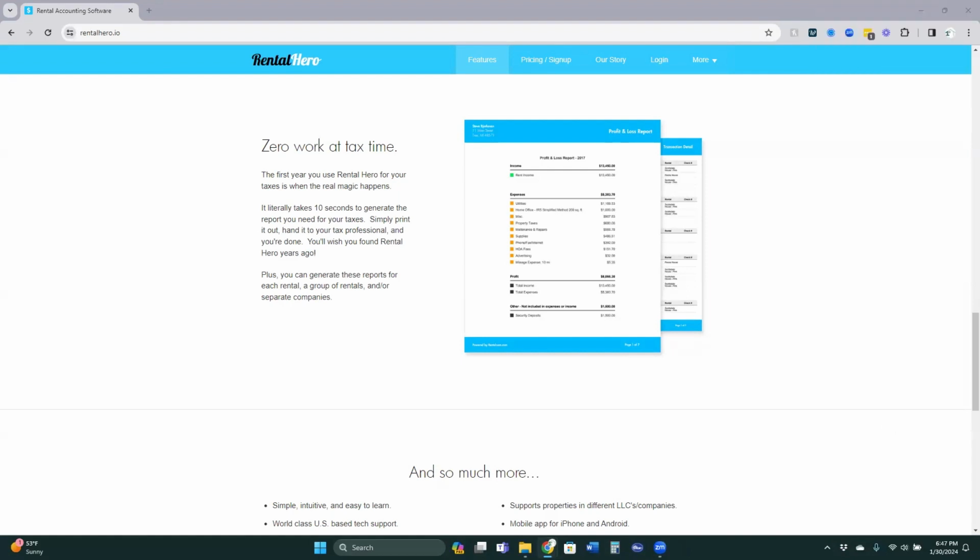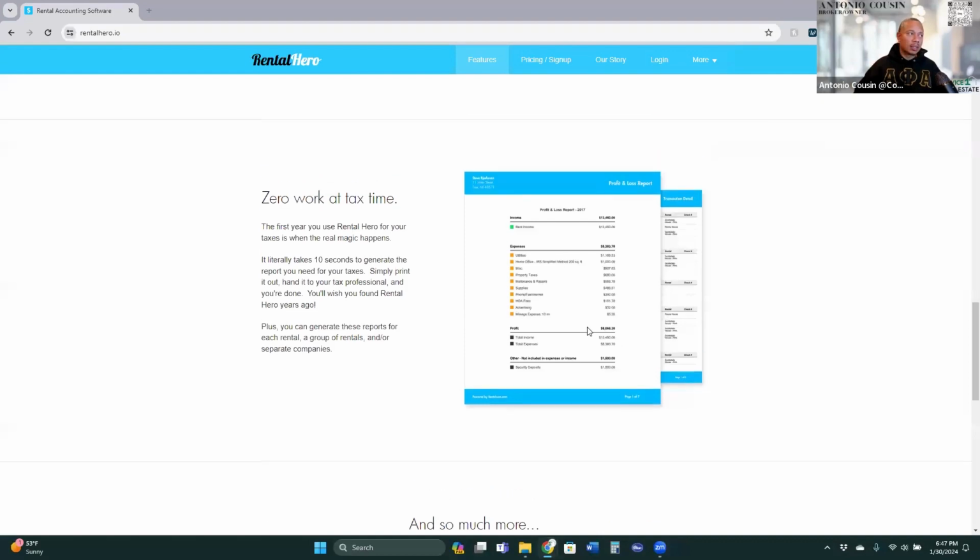Yeah, definitely. And here's what I was trying to show you, Lindsay. You can print out a profit and loss report for each individual property and it'll spit it out. This is the cover page, but on the back of it, it'll show you the individual line items for each different transaction.